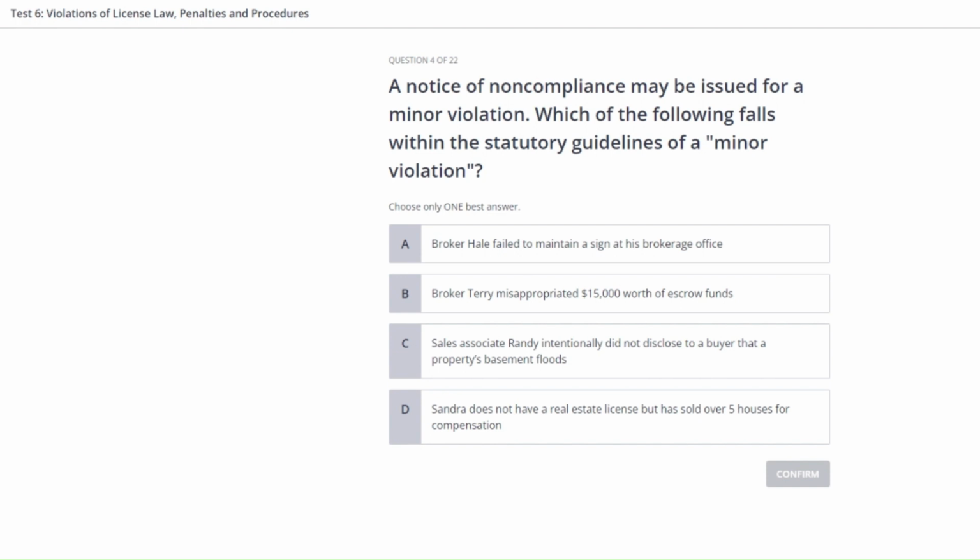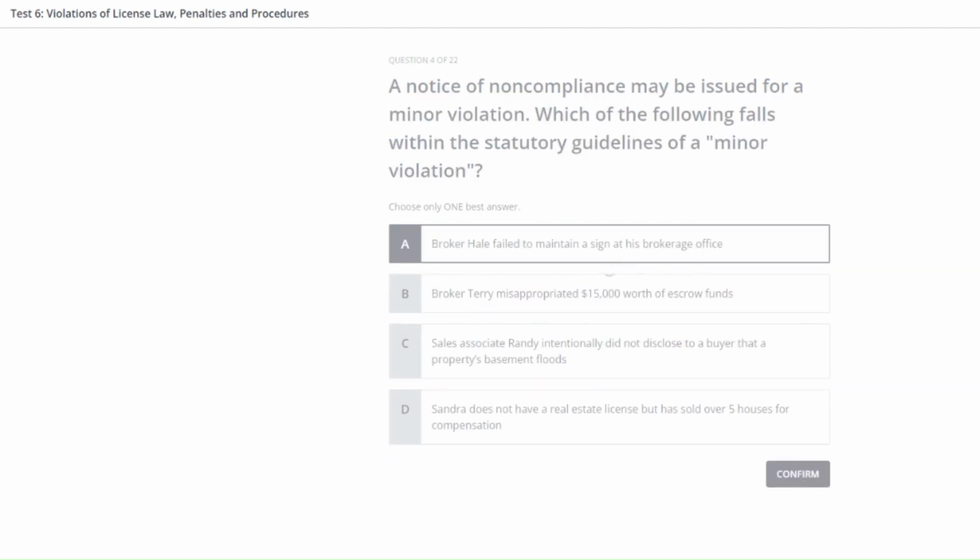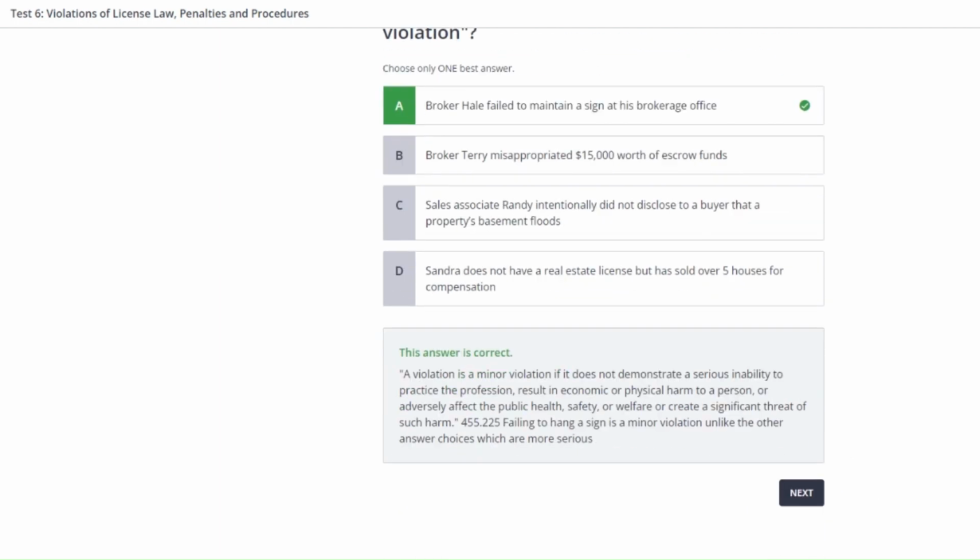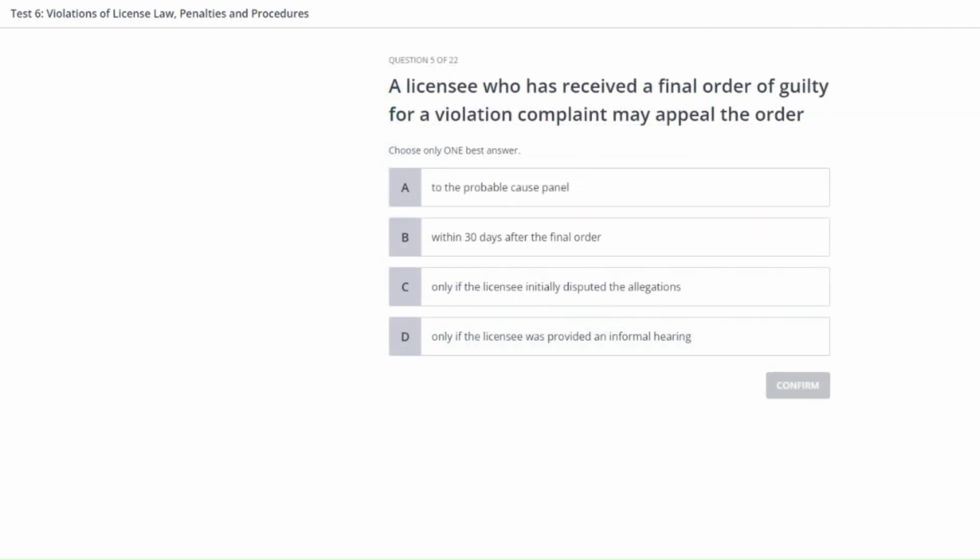Well, the correct answer is going to be the first option. Broker Hale failed to maintain a sign at his brokerage office. A violation is a minor violation if it does not demonstrate a serious inability to practice the profession, result in economic or physical harm to a person, or adversely affect the public health, safety, or welfare, or create a significant threat of such harm. Alright, next question.